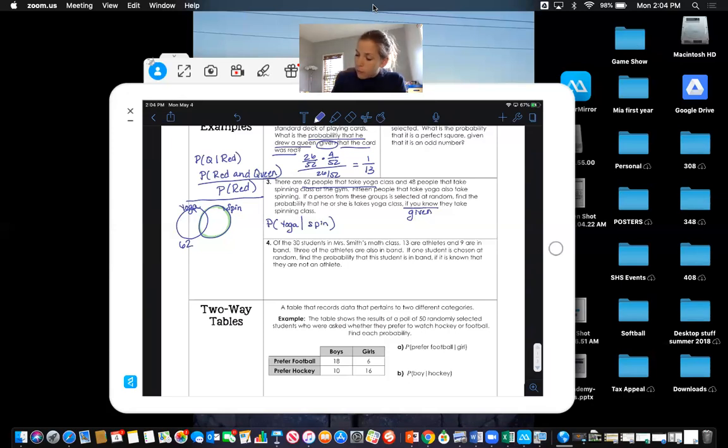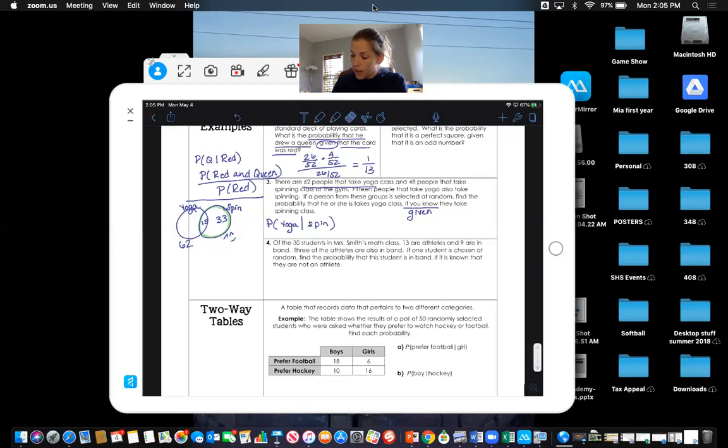And it says 48 take spin. And it says 15 people that take yoga also take spin. So there's my overlap. And once I know that overlap, I can start subtracting. So if I take 15 people away from 48, that leaves me with 33. So again, if you added up everything in that spin circle, everything in that highlighted green, it's going to add up to be 48. So I've got that taken care of.